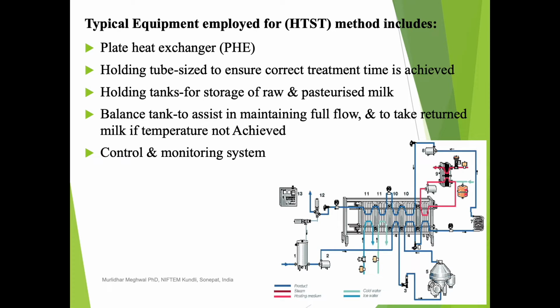The typical equipment employed for the HTST method includes plate heat exchangers, a holding tube sized to ensure the correct treatment time is achieved, holding tanks for storage of raw and pasteurized milk, and a balance tank to assist in maintaining full flow and to take returned milk if temperature is not achieved. It also has a control and monitoring system, which we can see in this diagram.